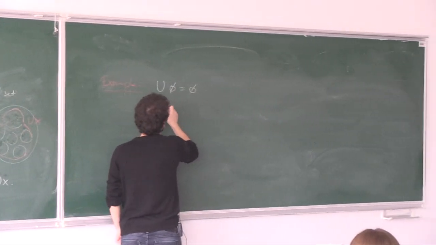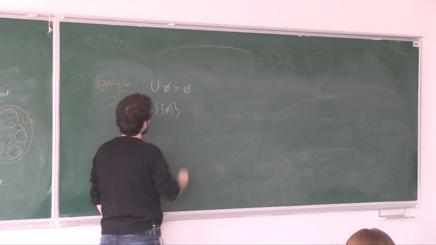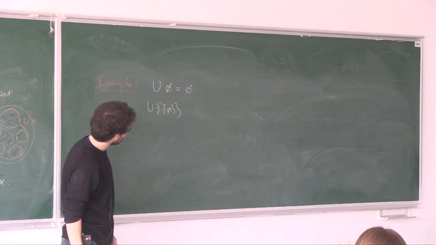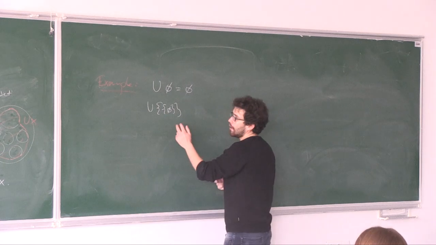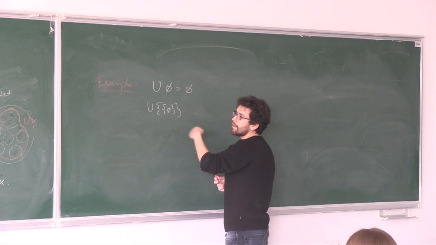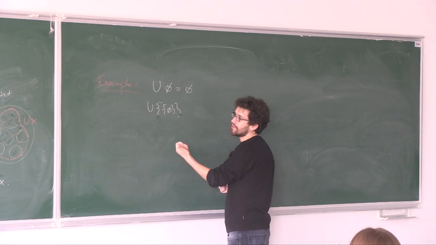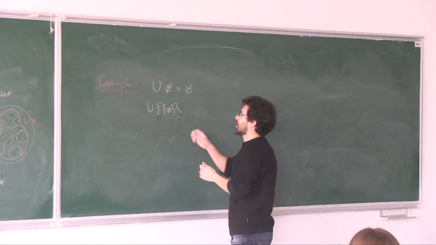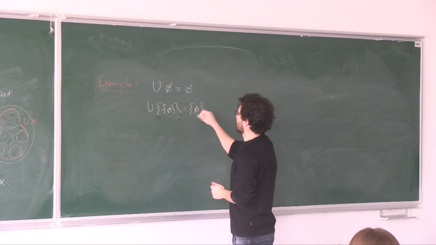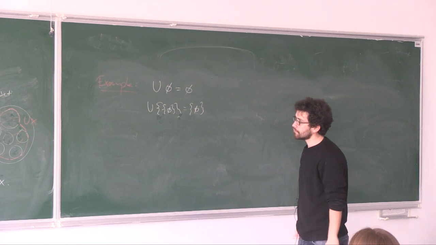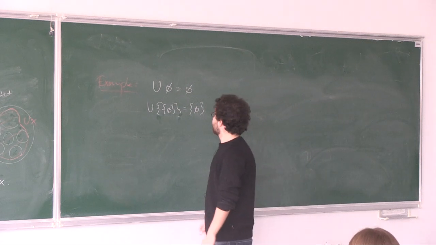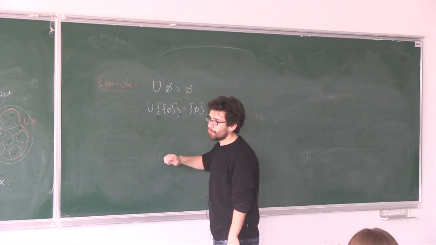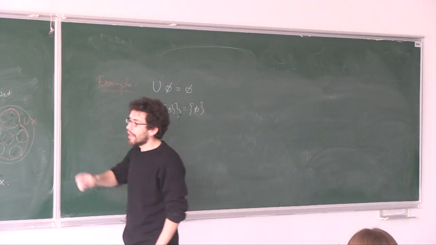Now, the union of this set, let's calculate this. I need to put the members of this set into a single set. This set only has one member, which is that. And I put the members of that in a single set. So this is that. Okay? I can write down more examples, but I don't want to. I want to talk about something else.